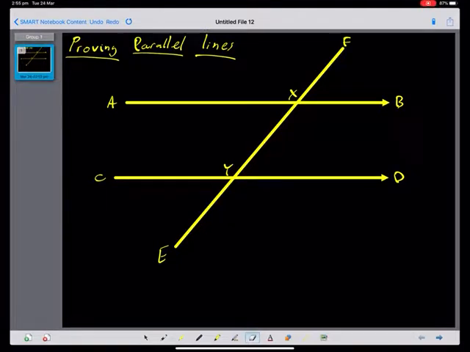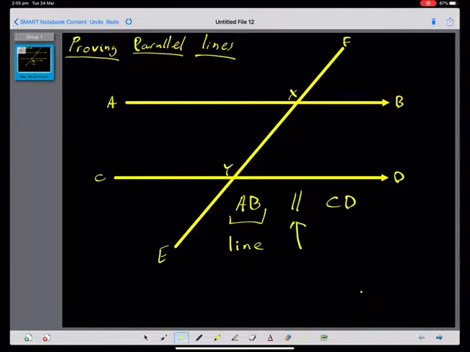Let's prove that two lines are parallel. If AB is parallel to CD, we write this: AB is parallel to line CD. So this is a line, and this means parallel.